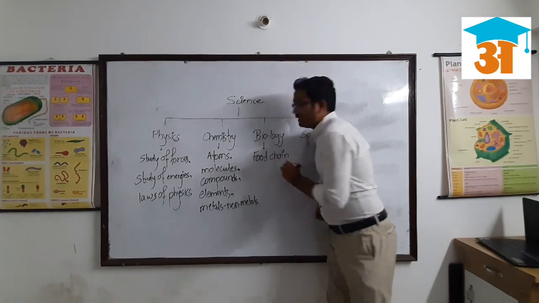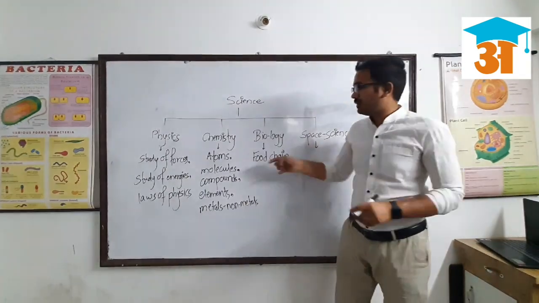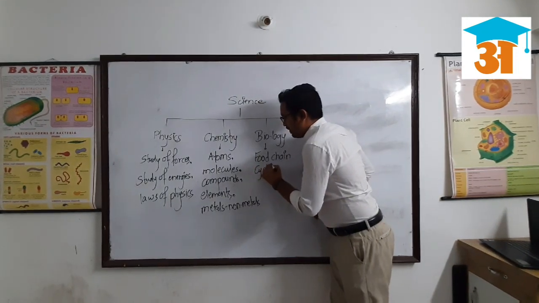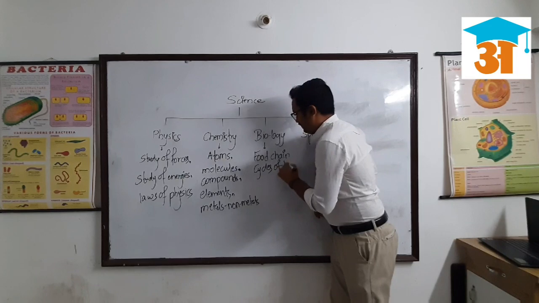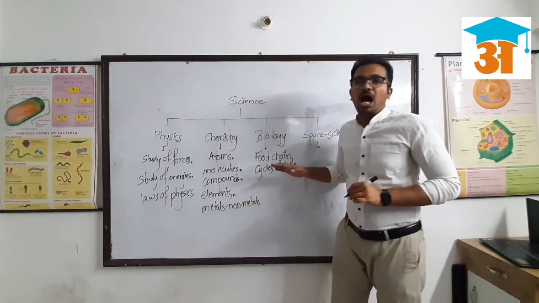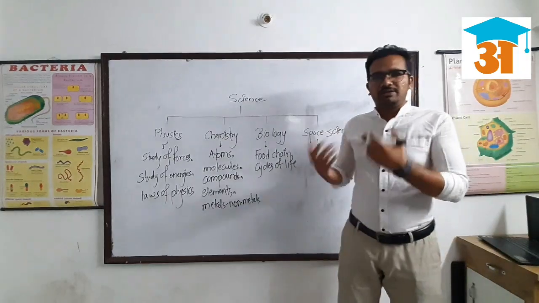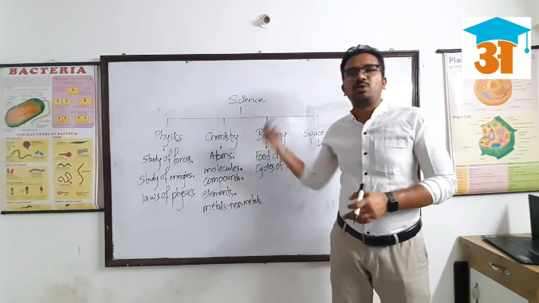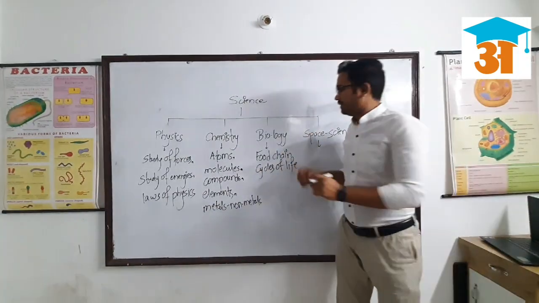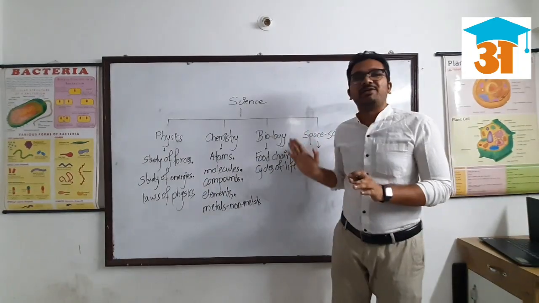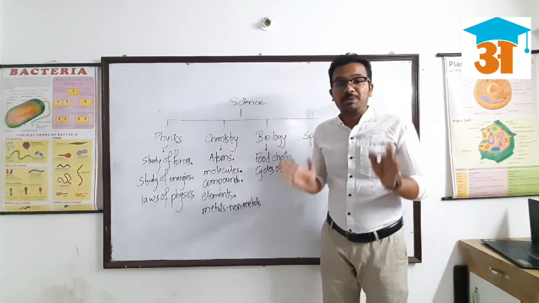We study the different food chains. After that, we study different cycles of life. There is the nitrogen cycle, the oxygen cycle, and there are several types of cycles we are going to study in biology. After that, we will study the most important part of biology, that is reproduction.